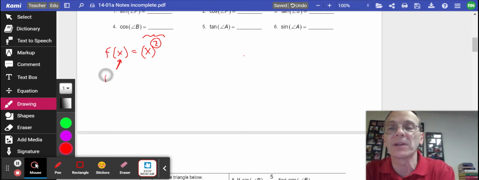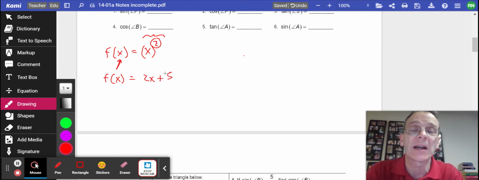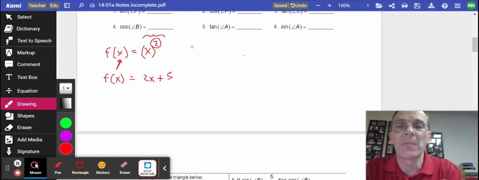But you can have all different kinds of functions. Right? You can have f of x is equal to, the function could be double the input value and then add 5 to it. So that's a more complicated function because it has multiple steps to it. Square rooting can be a function. F of x is equal to square root of x.